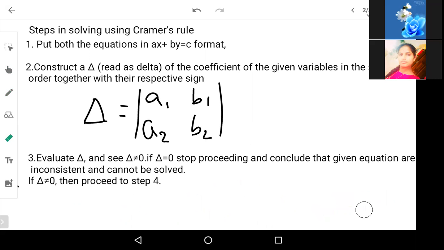Did you understand the first 3 steps? You have to check the equation, then calculate delta, and then check if the delta is equal to 0. If it is equal to 0, stop the problem. If it is not equal to 0, go to the next step. So did you understand the first 3 steps?